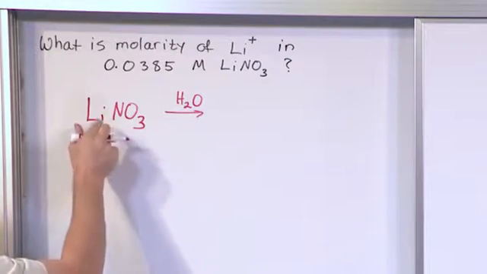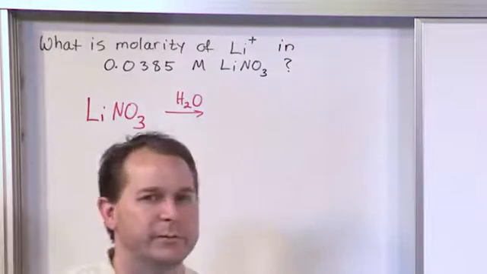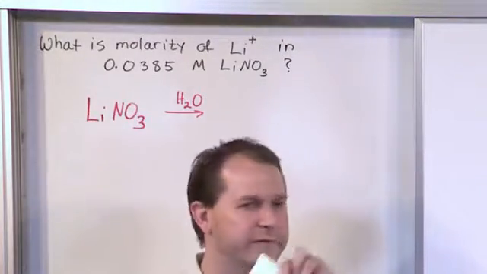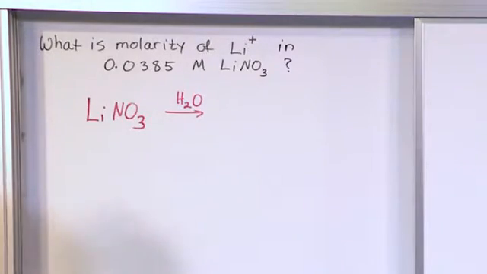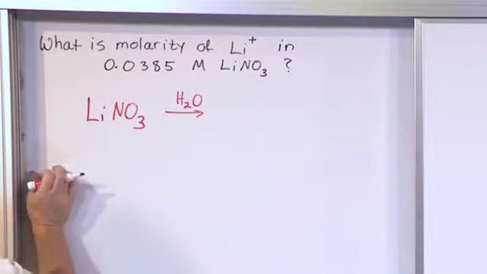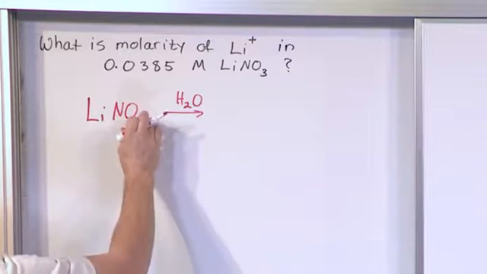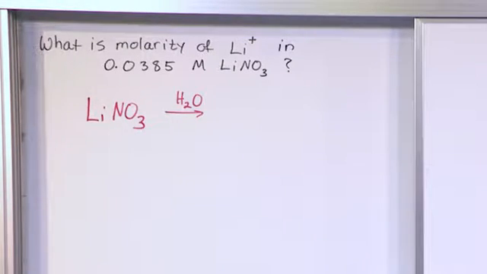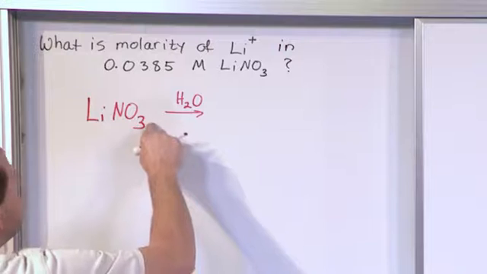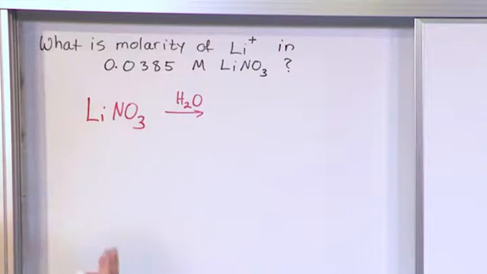Now this is not sodium chloride. Remember we talked about sodium chloride. It splits into sodium and it splits into chlorine. Your first thought might be, well, this is going to split into lithium ions, nitrogen ions, and oxygen ions. But actually that's not true. This NO3 is a very stable ion called a nitrate ion.